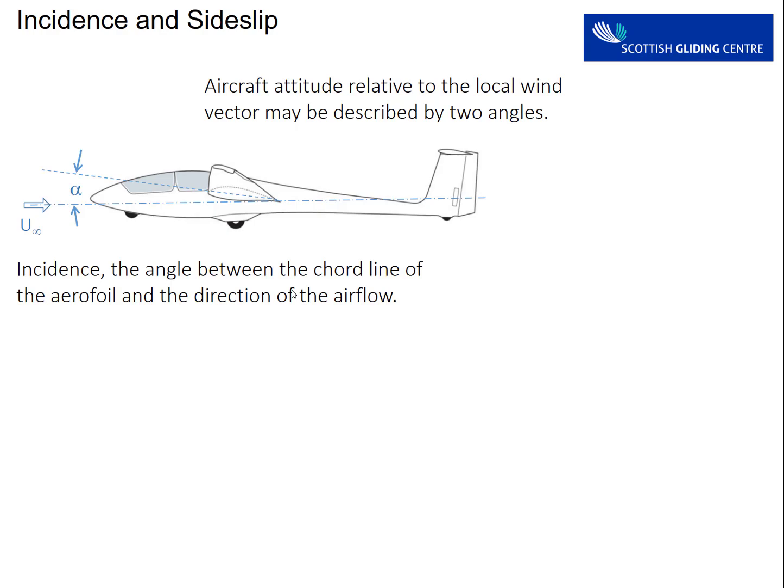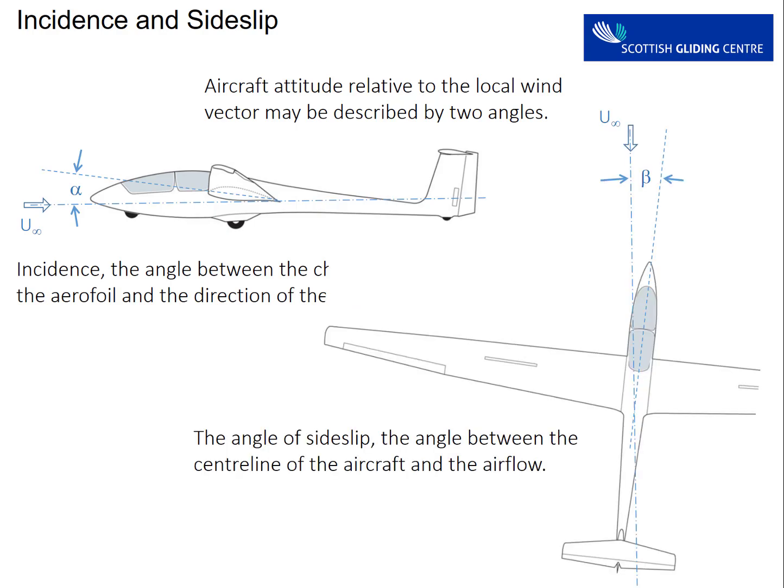Our other angle that we need to consider is what's known as the side slip angle. And the side slip angle is the angle that is made between the free stream and the center line of the fuselage.